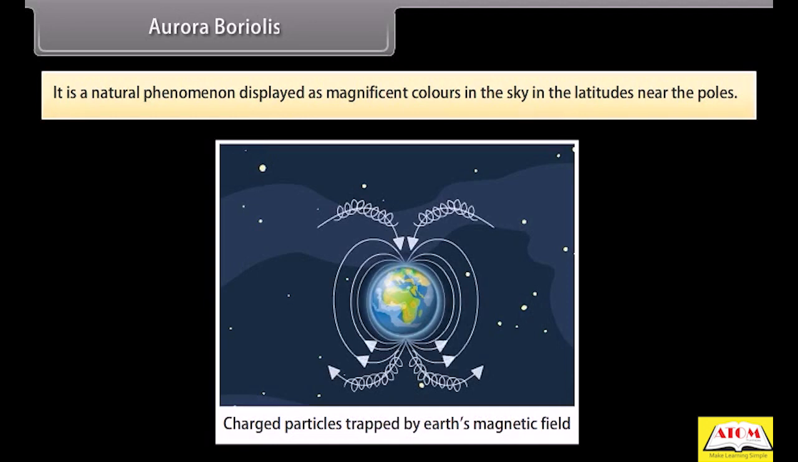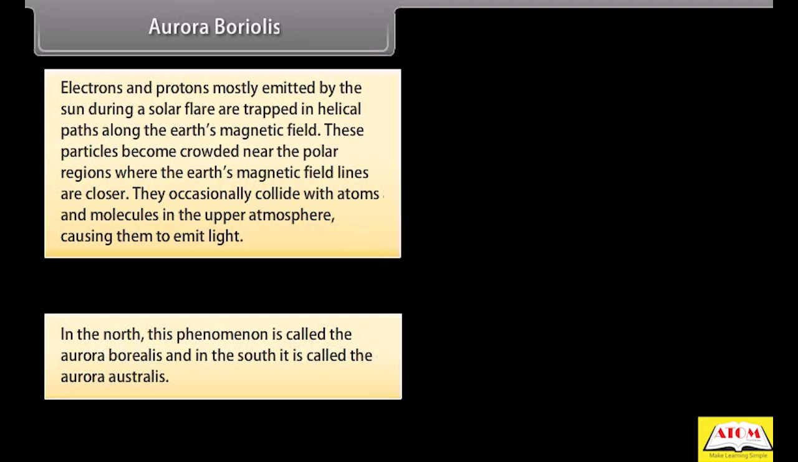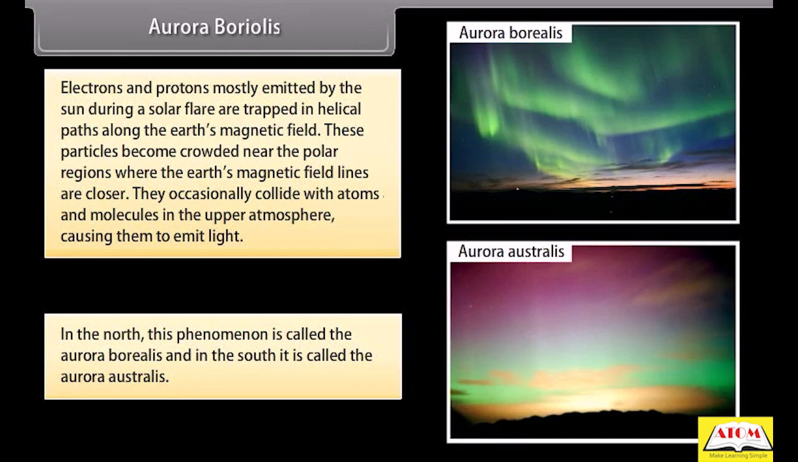Aurora Borealis. It is a natural phenomenon displayed as magnificent colors in the sky in the latitudes near the poles. Electrons and protons mostly emitted by the sun during a solar flare are trapped in helical paths along the Earth's magnetic field. These particles become crowded near the polar regions where the Earth's magnetic field lines are closer. They occasionally collide with atoms and molecules in the upper atmosphere, causing them to emit light. In the north, this phenomenon is called the Aurora Borealis, and in the south, it is called the Aurora Australis.